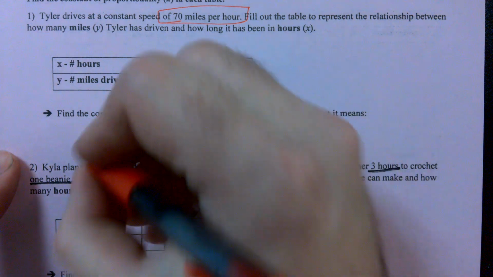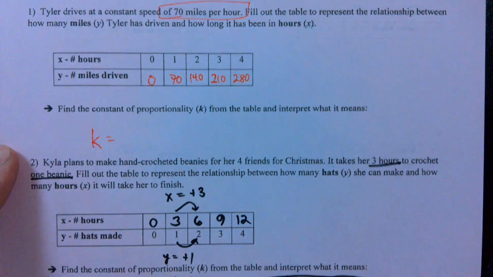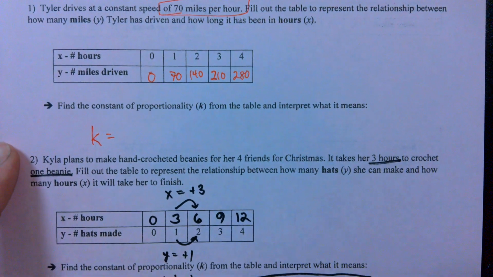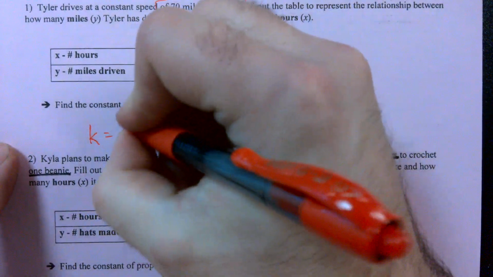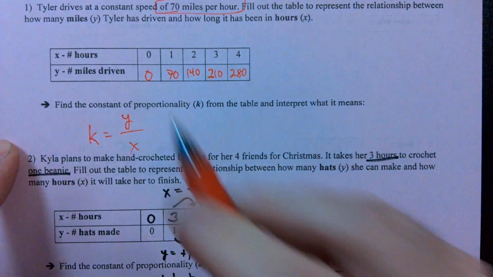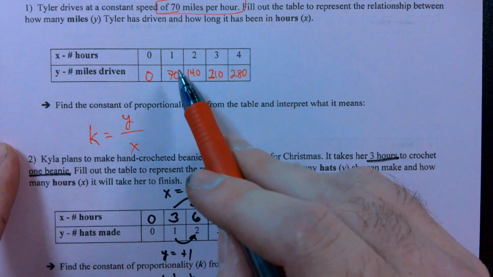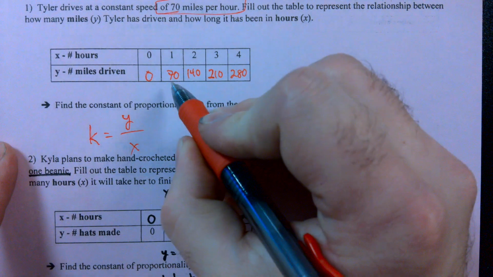So if we're going to find K, we got to find the constant of proportionality. K is a lot easier to say. What is K equal to? It's something over something again. What was it? Y over X. To find my Y, I'm going to go to my table, and this is what I was talking about with the arrows, okay?